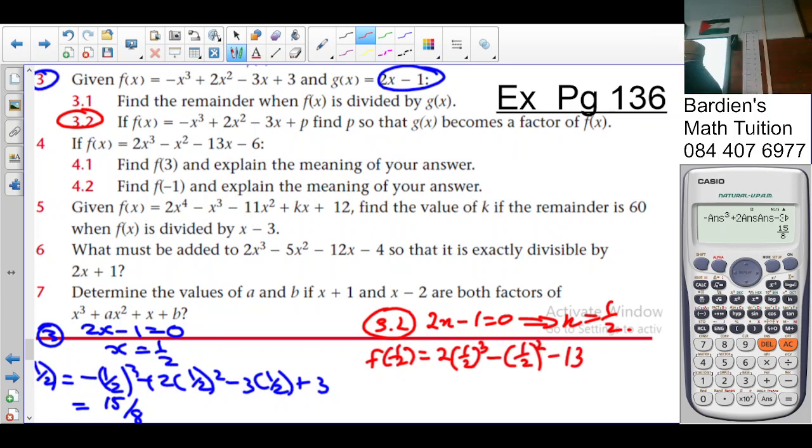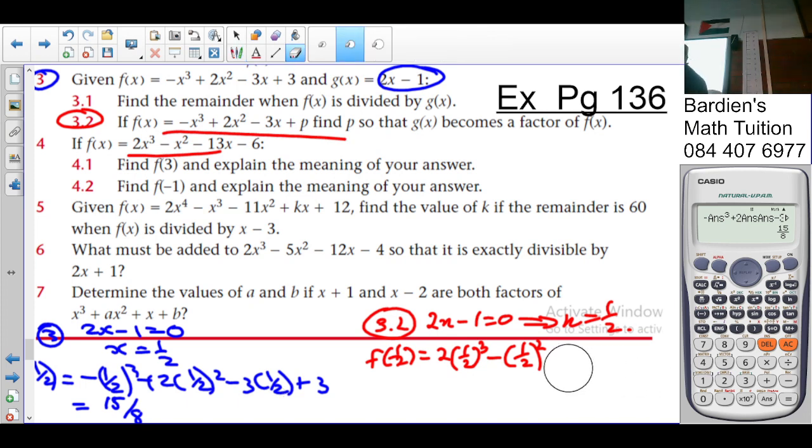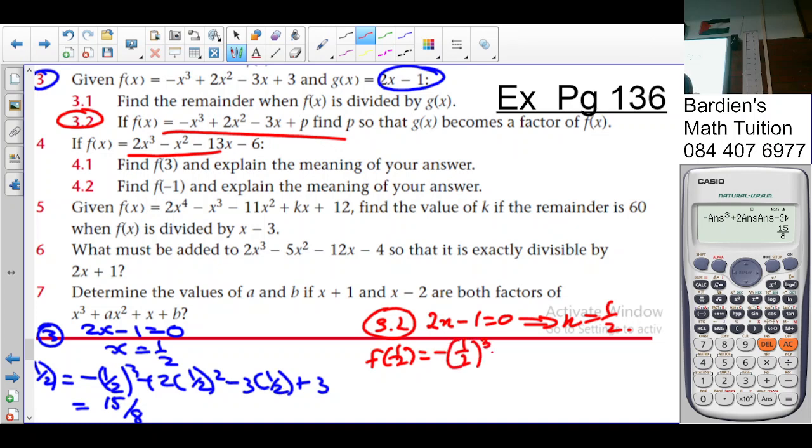No, I'm looking at the wrong point. Let's go again. It is negative half cubed plus 2 times half squared minus 3 times half plus p. And it's a factor, so it's going to be equal to 0.